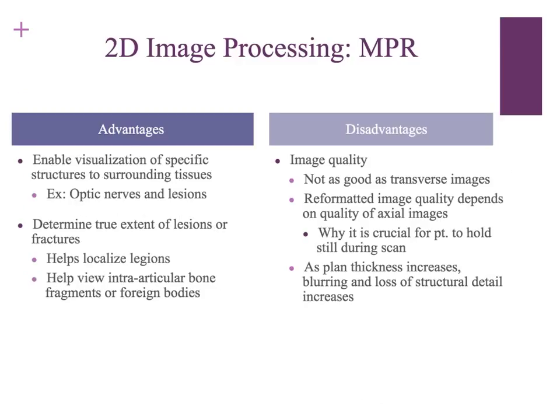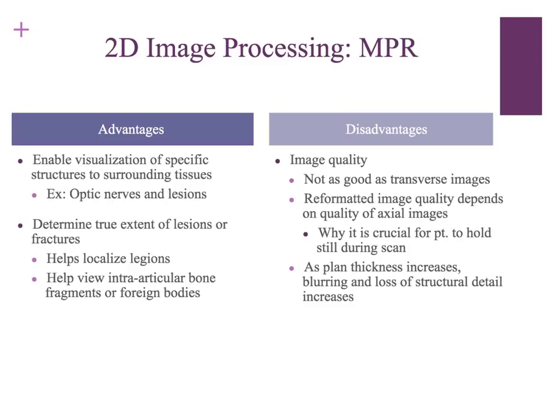There are pros and cons to reformatted images. An advantage to reformatted images is that they enable the visualization of specific structures, such as optic nerves in relation to the surrounding structures. Another advantage is that the reformatted images determine the true extent of lesions or fractures to help localize lesions and intra-articular bone fragments or foreign bodies.